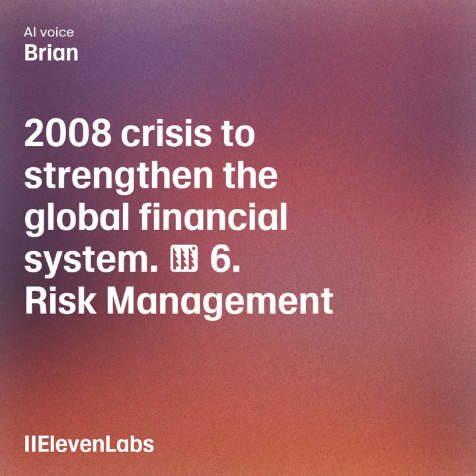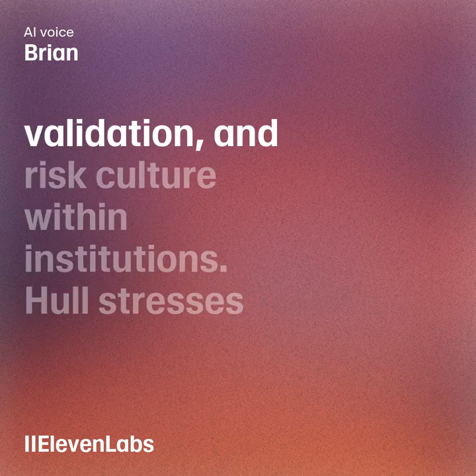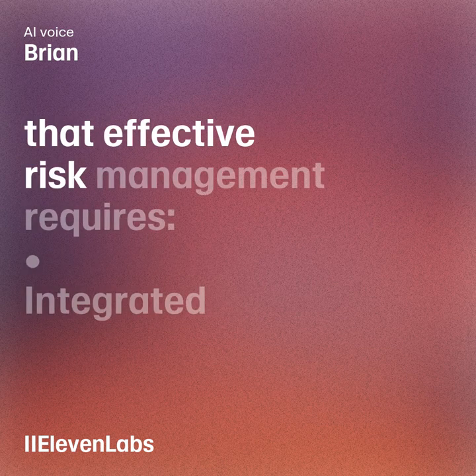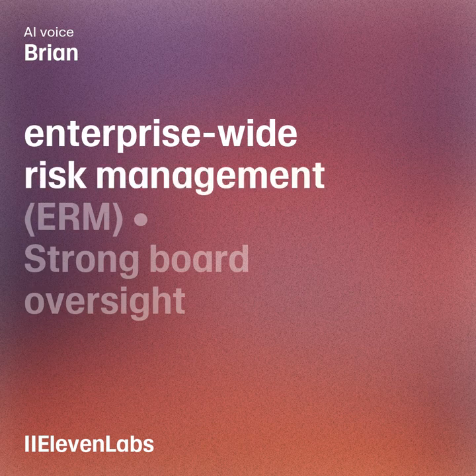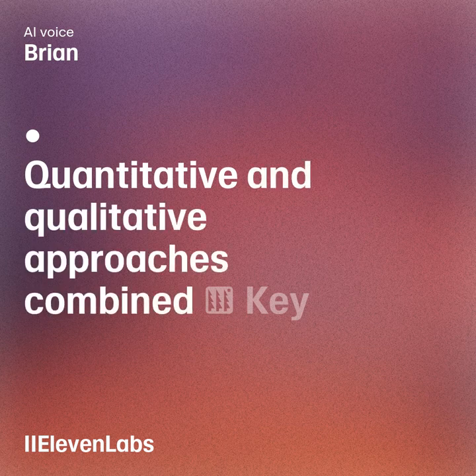6. Risk management best practices. The final chapters emphasize governance, model validation, and risk culture within institutions. Hull stresses that effective risk management requires integrated enterprise-wide risk management, ERM, strong board oversight, and quantitative and qualitative approaches combined.